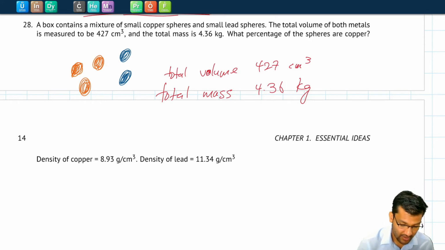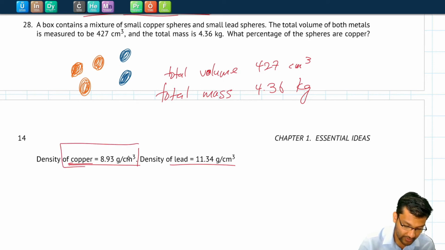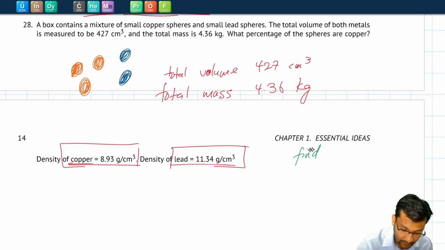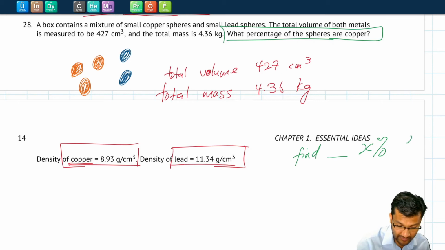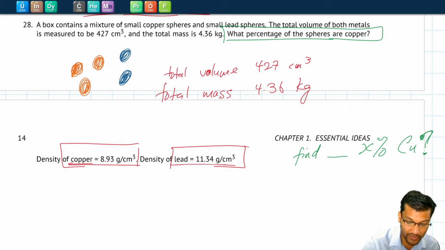So here's a situation where we measured all of the volume, all of the mass, and this is what we get. They give us the density of copper and the density of lead. So those are all the things that we're given: the total volume, the total mass, the density of copper, and the density of lead. And what we need to find is X%. What percentage of spheres are copper? Is it 3 out of 5? So 3 out of 5 would be 60%, or some other number. Is it 100%, 0%? They want us to find out what percent of spheres are copper.